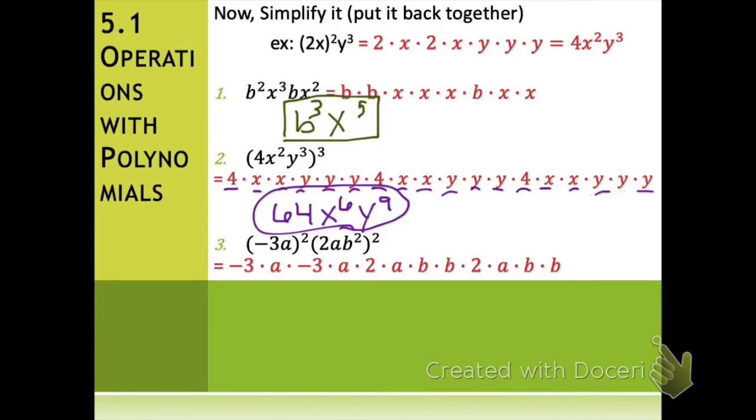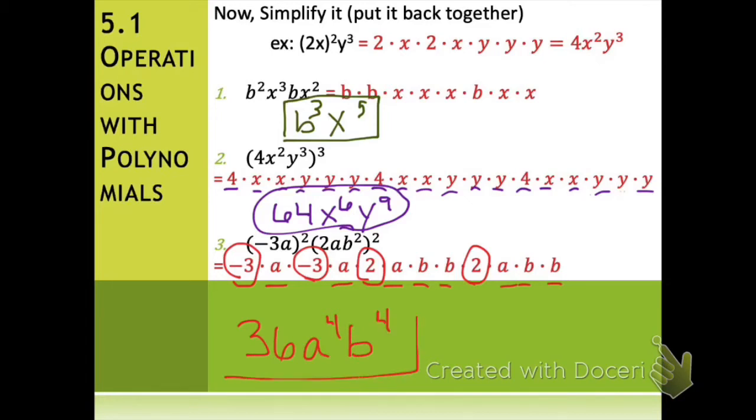And the last one, careful with the negatives. I can do negative 3 times negative 3 and get 9. 9 times 2 is 18. 18 times 2 is 36. And I have 1, 2, 3, 4 a's, so that's going to be a to the 4th power. And I have 1, 2, 3, 4 b's multiplied together, so that's going to be b to the 4th power. So my final answer is 36 times a to the 4th power times b to the 4th power.